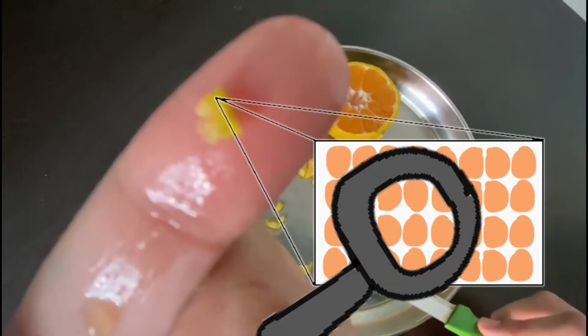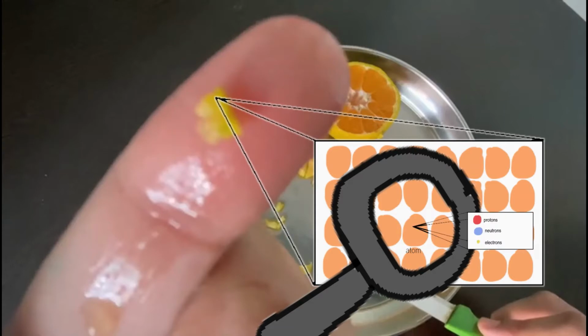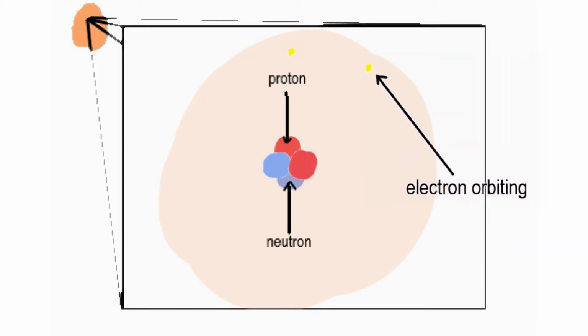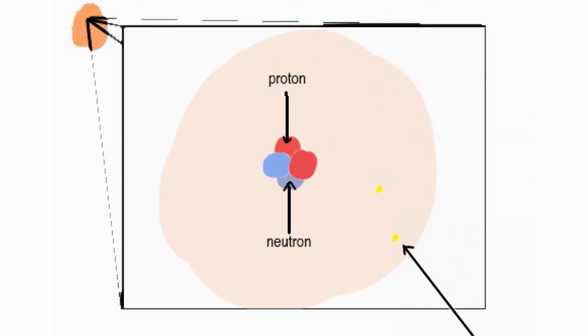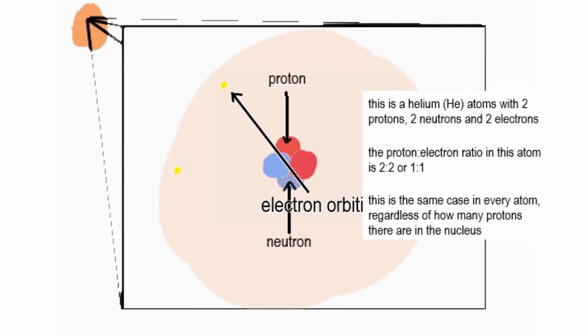Just kidding, they're not. Atoms are not indivisible. They have a substructure. Atoms themselves are composed of 3 constituent particles that are much smaller: protons, neutrons, and electrons. The protons and neutrons are densely packed together in the center of the atom. They form the nucleus, whereas the electron orbits around the nucleus.